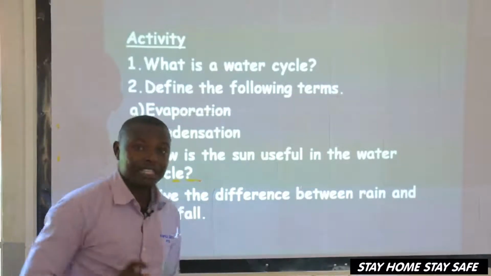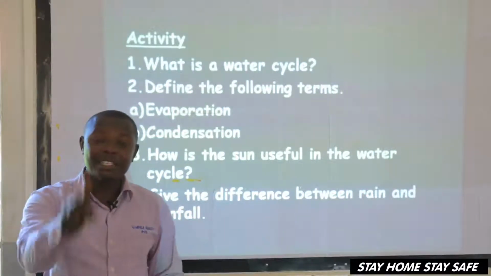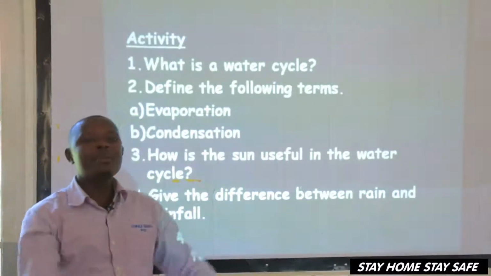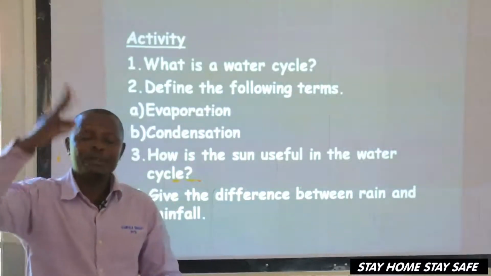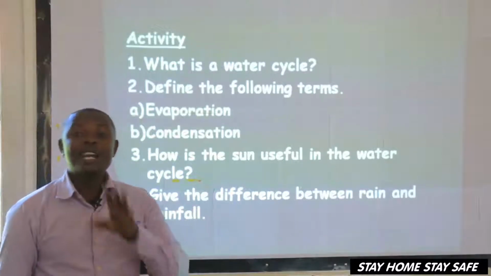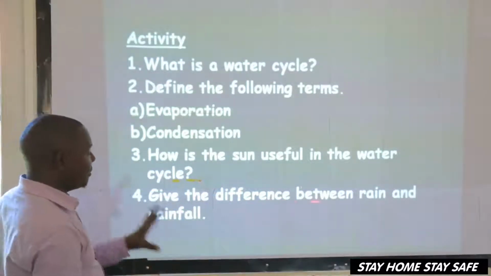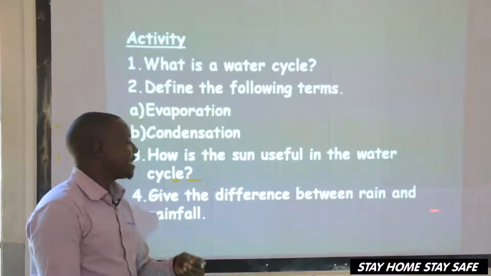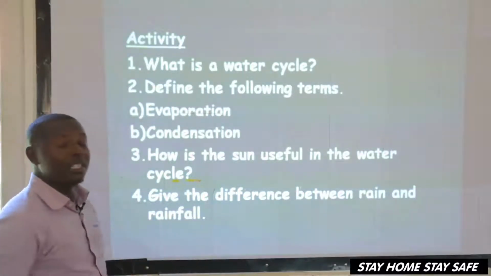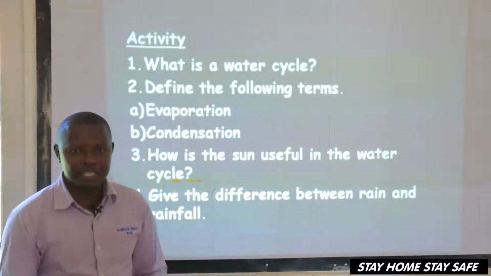Like when it is not raining, what is in the sky when you see dark clouds that we call the nimbus clouds? If it is not dropping on earth, then it is still rain. But the moment it starts falling in the form of water droplets, just know that it has become rainfall. So give the difference. Rain is water formed in the sky, while rainfall is the water droplets falling from the sky.